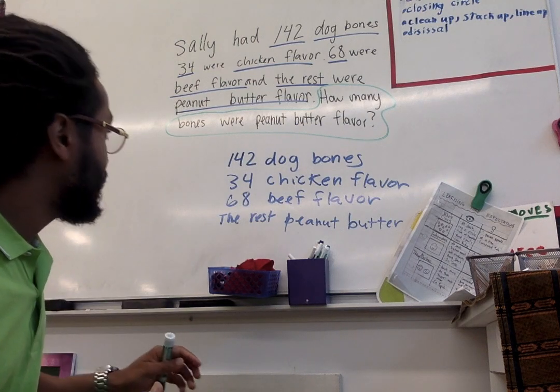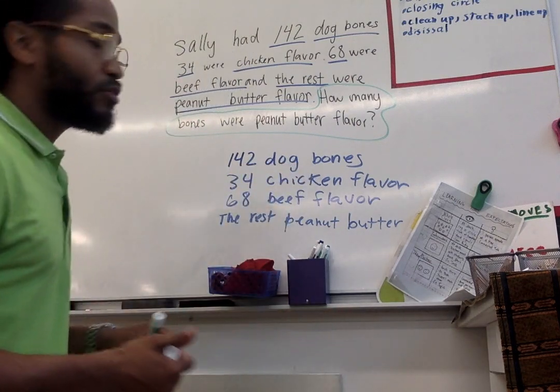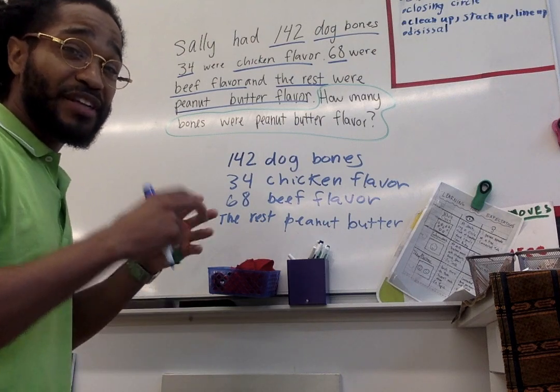But I'm going to solve this right now. So it says 142 dog bones. She had 142 dog bones. When I hear that, I know that that is the total. That's how much she had altogether.